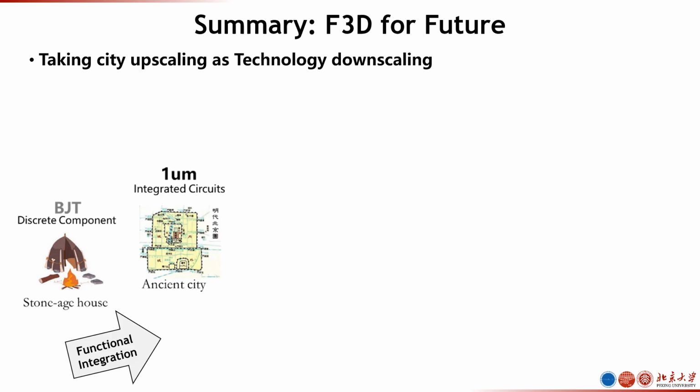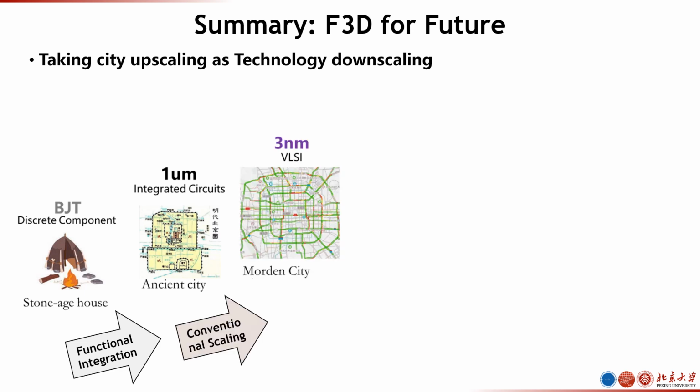And after that, we have, for example, the 1 micron technology. It's just like the city we had 200 years ago, or 400 years ago, like the ancient city of Beijing in the Ming Dynasty. You would have everything planar, and every house over there is just one floor. It's very flat, and the density of this city is very low.